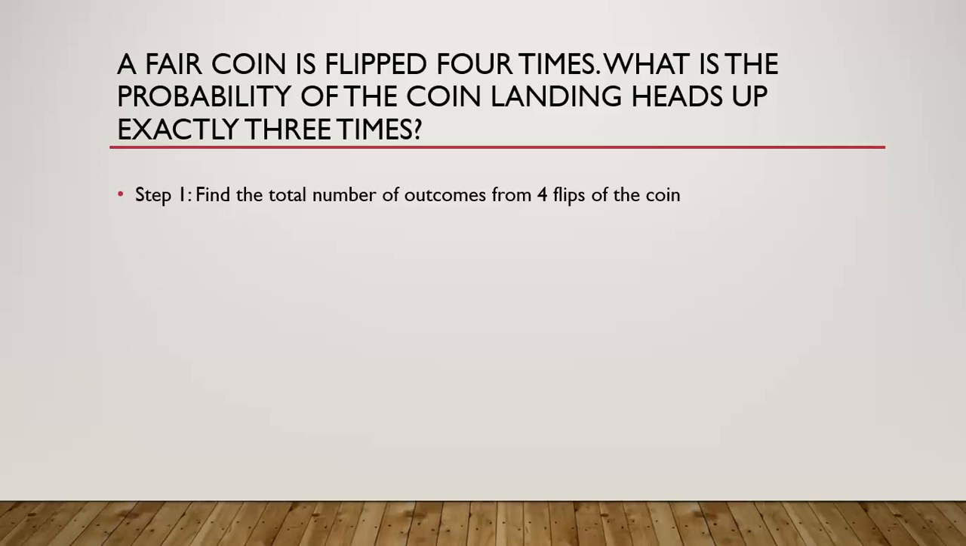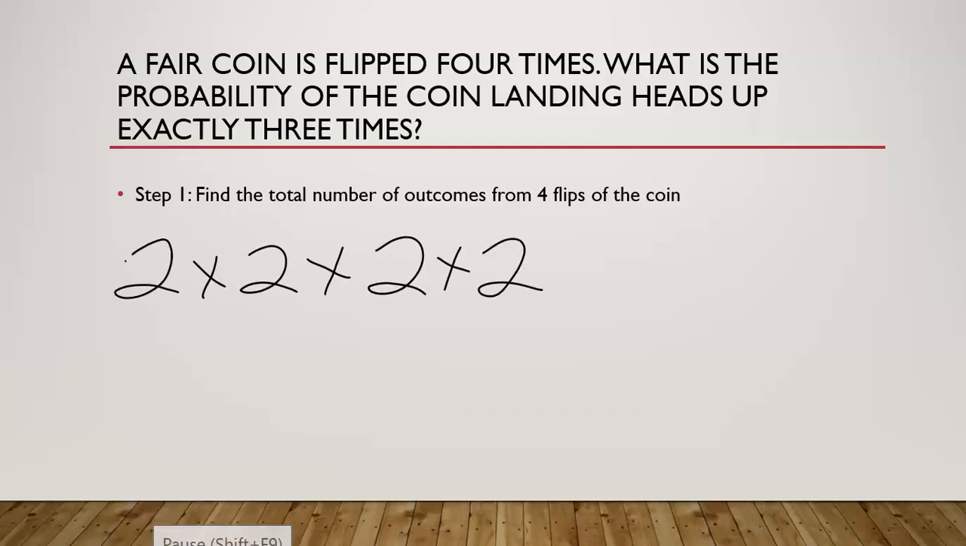On a coin, we have 2 options for each flip. We can either have heads or tails. I have 2 options for the first flip, 2 for the second, 2 for the third, and 2 for the fourth. That means that I have 16 different potential outcomes.